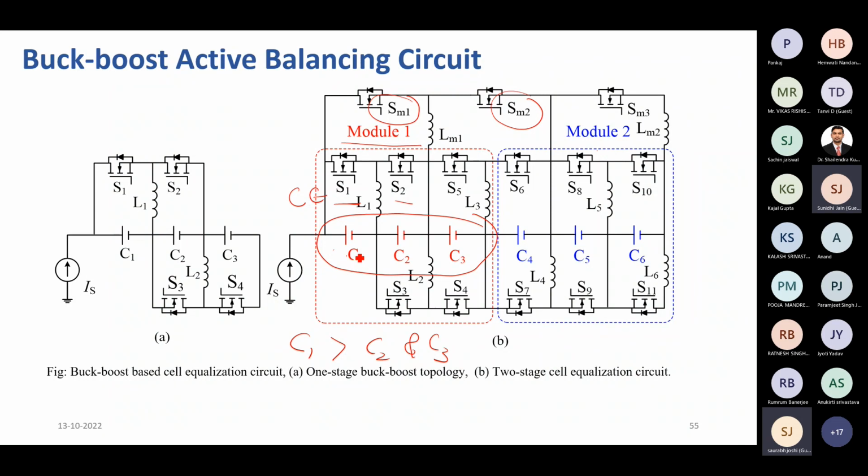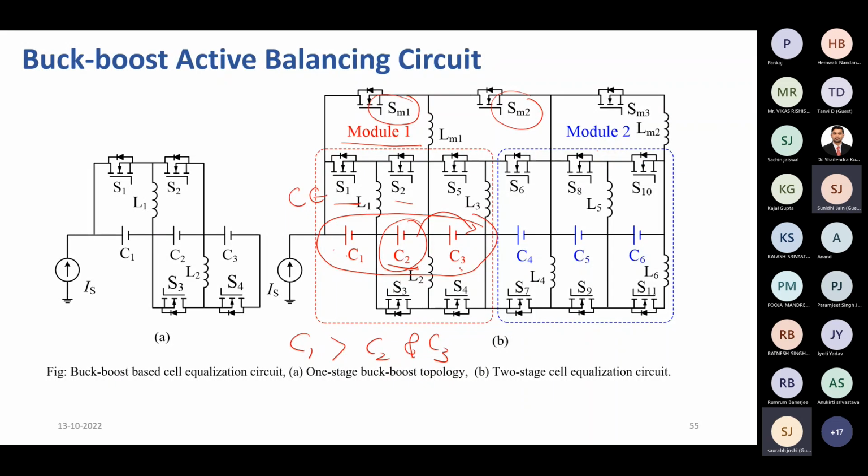If C2 is greater than C1 and C3, how will it be charged? C1 and C3 are not very near to it. So what we will do is first transfer the charge to C3, which will come under any one of the modes, mode 1, mode 2, mode 3 and 4. Then we will be transferring the charges to the nearest cell. So we can categorize how this discharging can be done with the possible modes of operation.